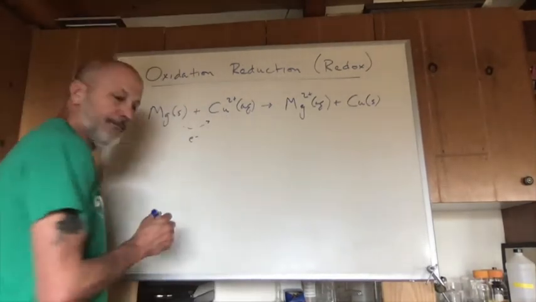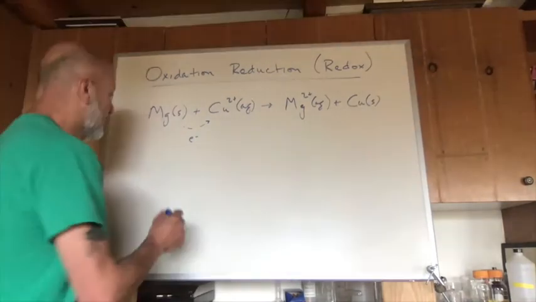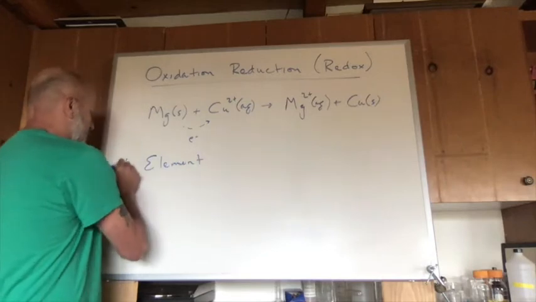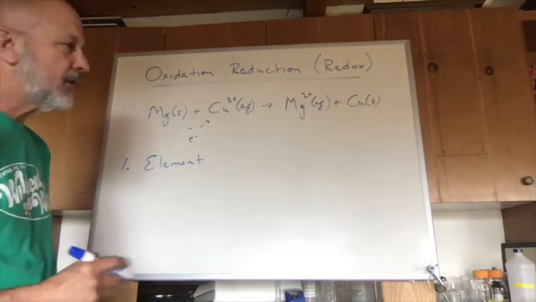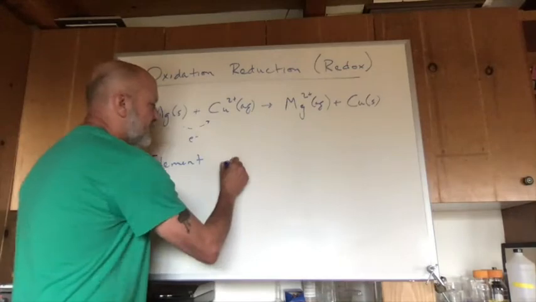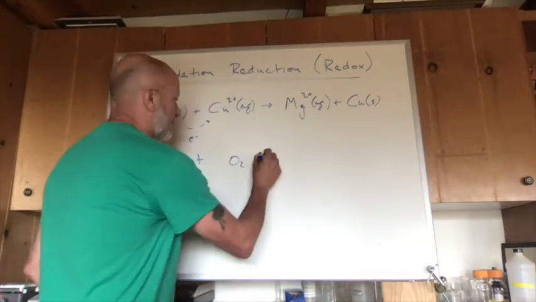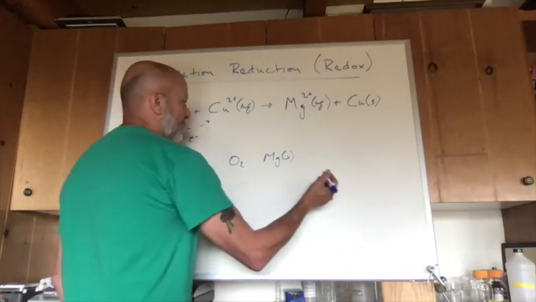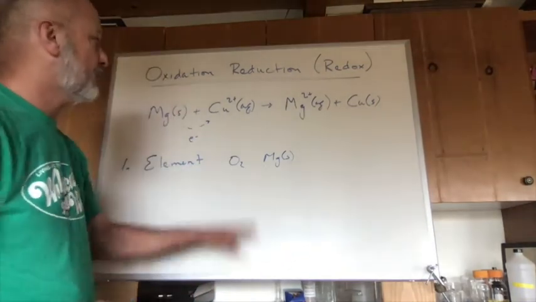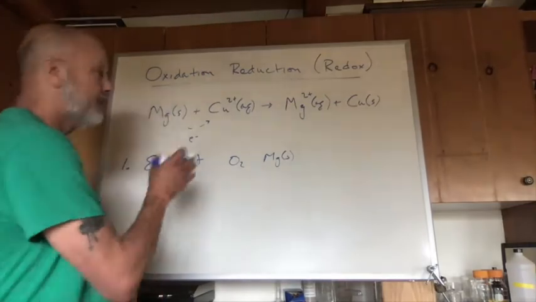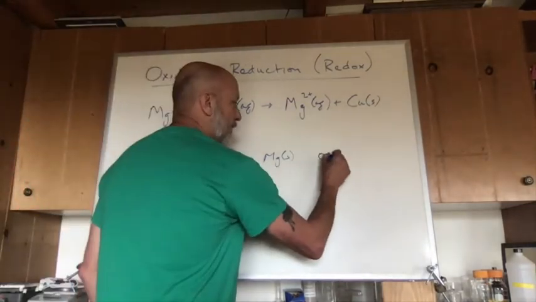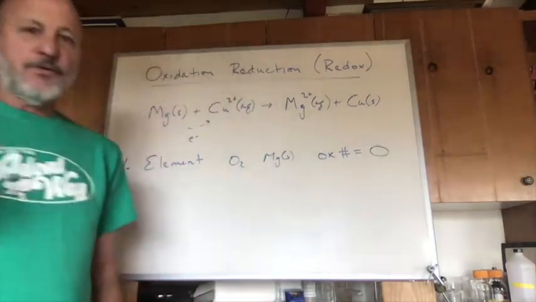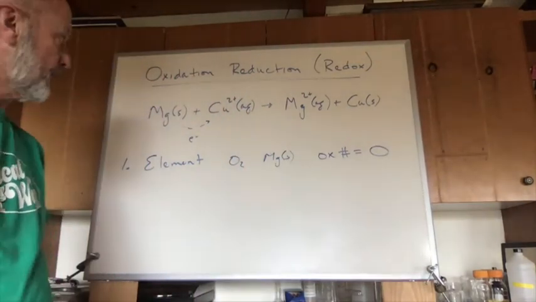The first one is, so we're going to have a set of rules. Rule 1: if it's a neutral element, like oxygen gas or magnesium solid, it could be any number of forms, but if it's a neutral element, its oxidation number, I'm just going to put ox number, is 0. We say it has an oxidation state of 0.